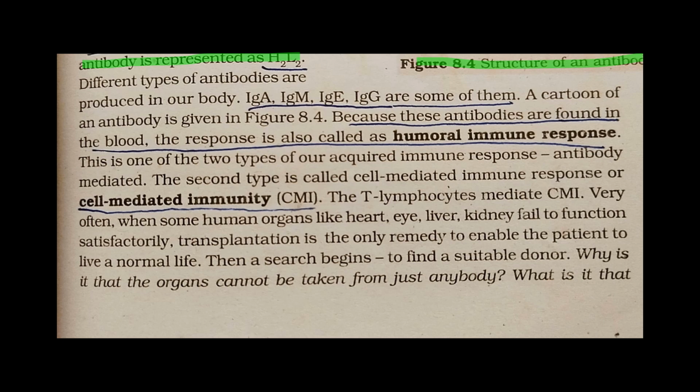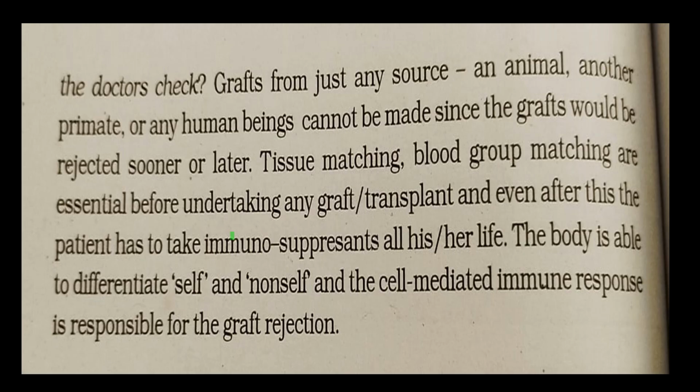Very often, when some human organs like heart, eye, liver, kidney fail to function satisfactorily, transplantation is the only remedy to enable the patient to live a normal life. Then a search begins to find a suitable donor. Why is it that the organs cannot be taken from just anybody? What is it that the doctors check? Grafts from just any source, an animal, another primate, or any human being cannot be made since the graft would be rejected sooner or later.